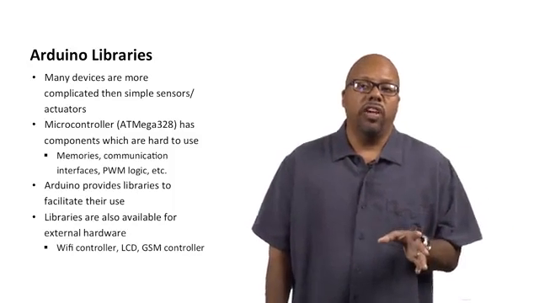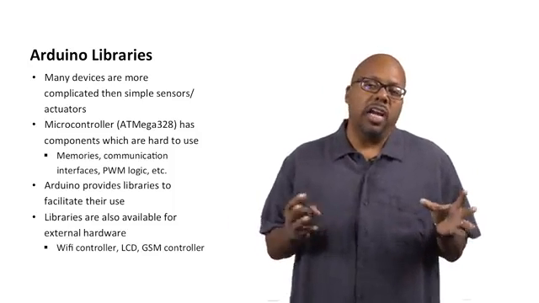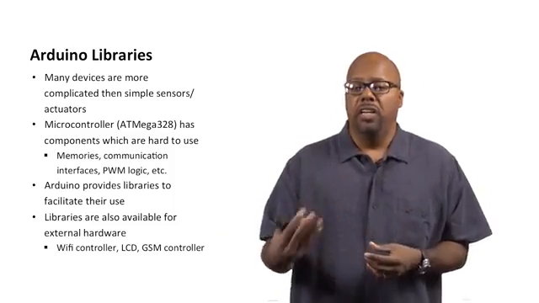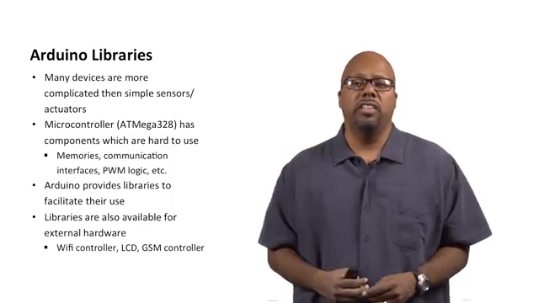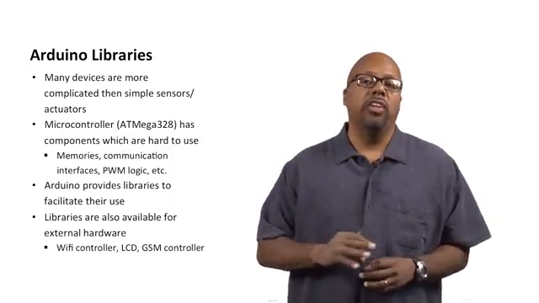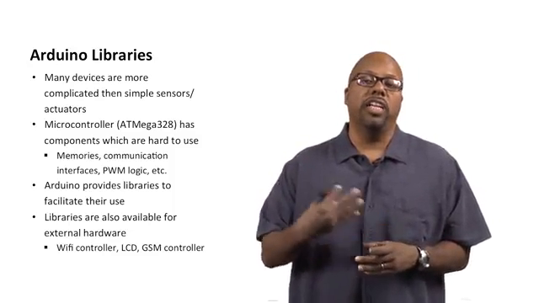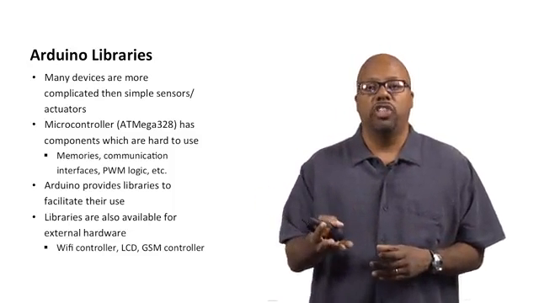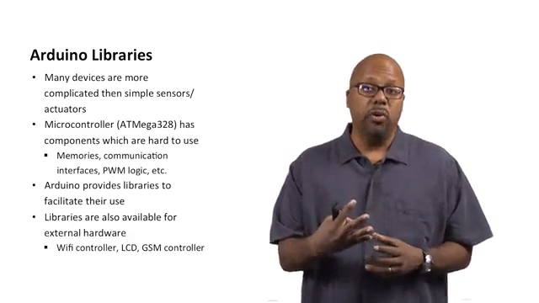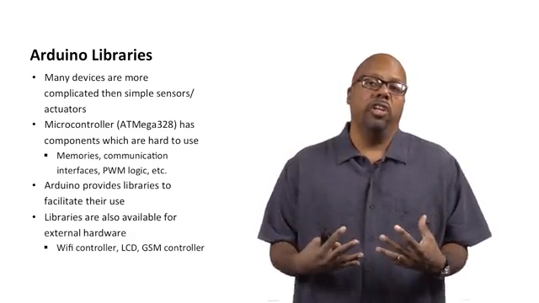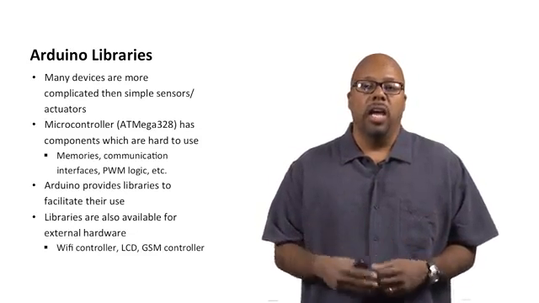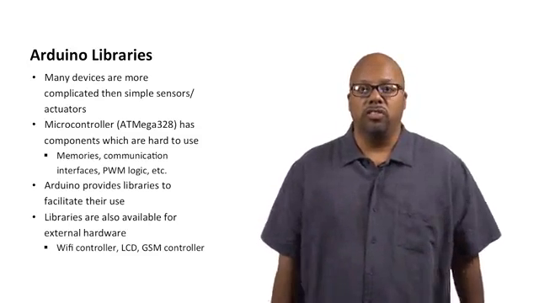Now, libraries are also available for external hardware. Not only are these libraries useful in helping you use the hardware on the chip, like a timer or a memory built into the chip, but they help you use other hardware, other chips, other parts that are external to the Arduino that you connect to the Arduino. This is in the form of shields, which we'll talk about in the next module. Those also have a set of libraries that allow you to use them, because otherwise it's fairly complicated to use them. So libraries make things much easier for you as a programmer.